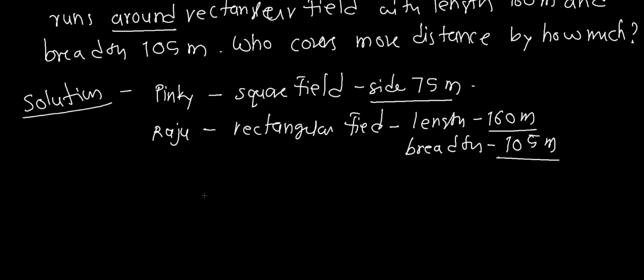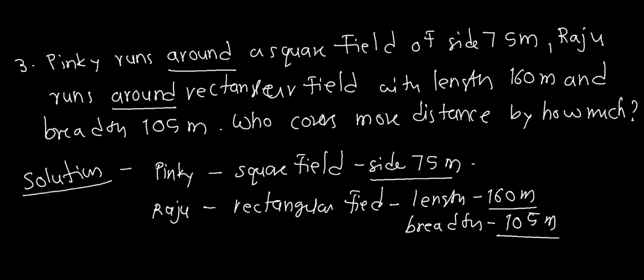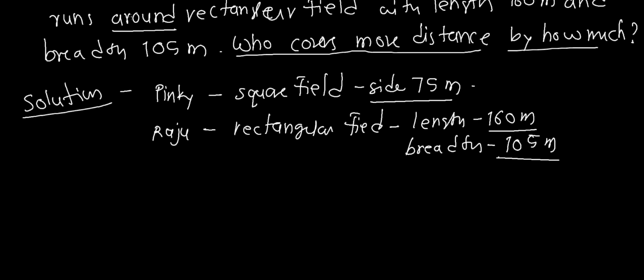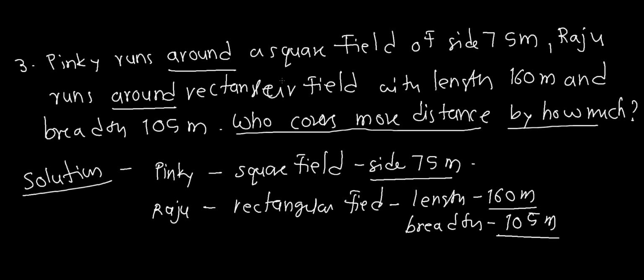Now the thing is, "around." Next clue is what they have asked: who covers more distance, and by how much? So we have been given this and asked to find this, but there is something missing. They have said "runs around."